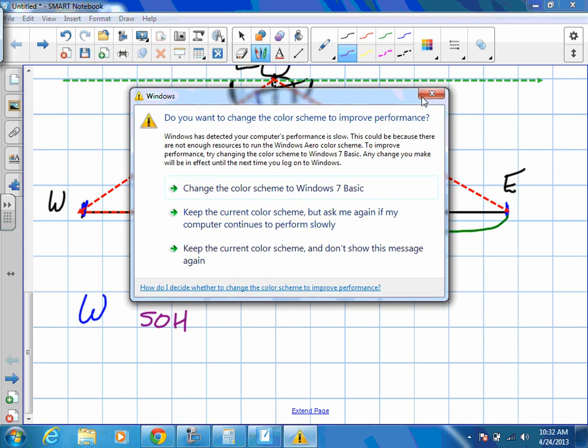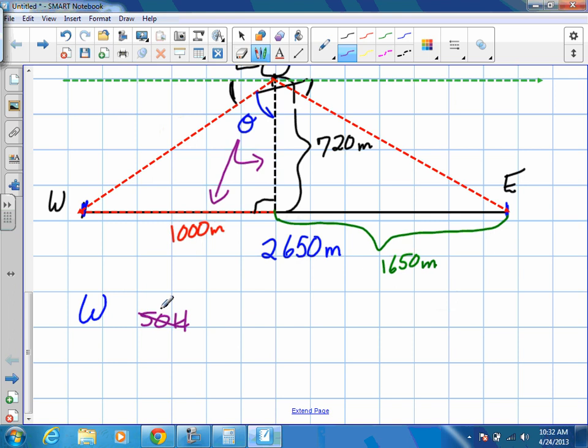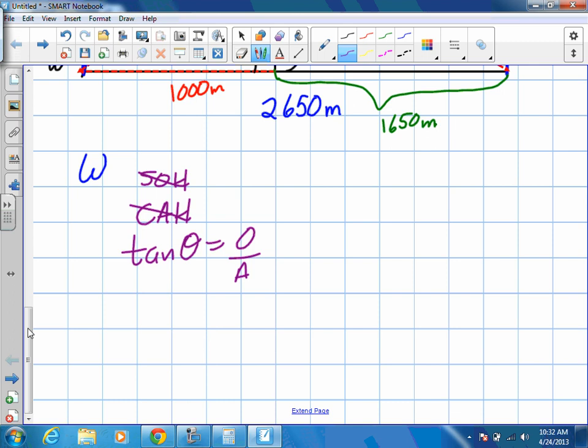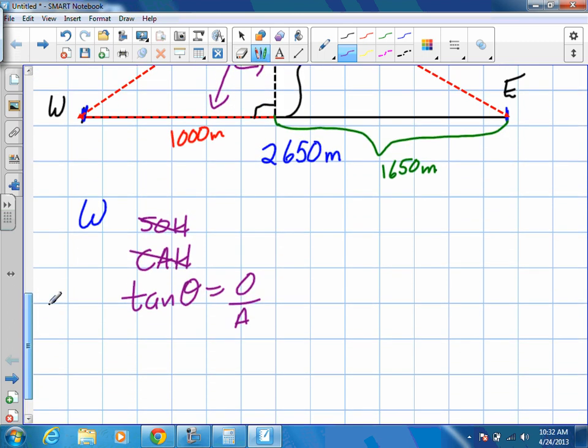Cosine will give us adjacent. That's right, it's tangent. So tangent theta will give us opposite over adjacent. So our opposite here was 1,000. Our adjacent was 720. And we know tangent theta is equal to that.